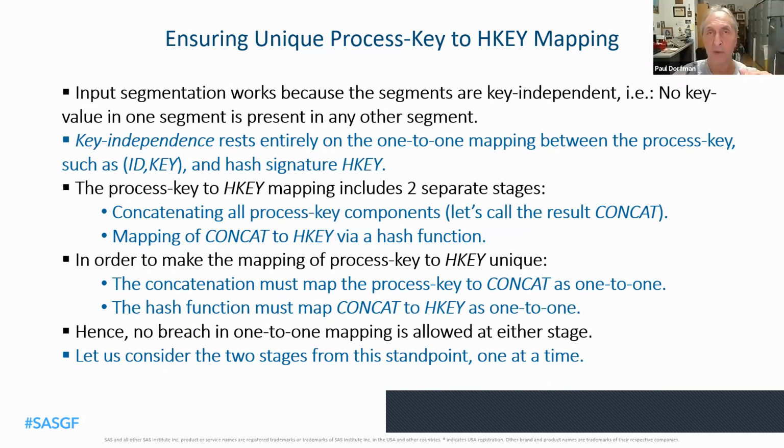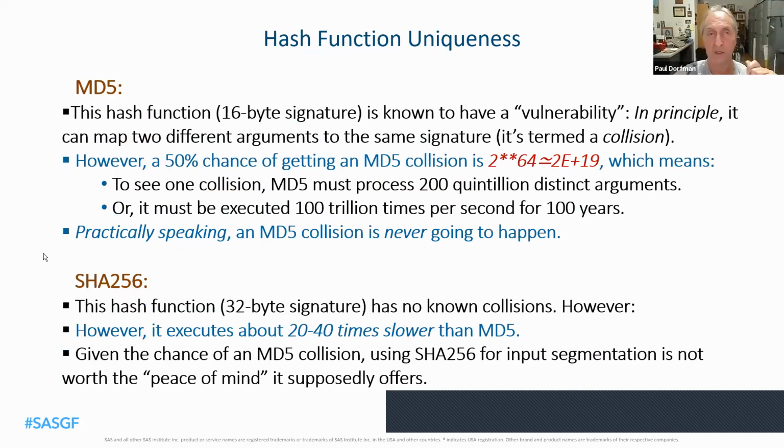So the first component here is hash function uniqueness. As many people would know, MD5 is the hash function. The 16-byte signature is known to have what is called a vulnerability. So in principle, meaning theoretically, it can map 2 different arguments to the same signature. This is termed a collision. And people just throw their arms in the air and say, well, we can't use that function because we cannot guarantee uniqueness.